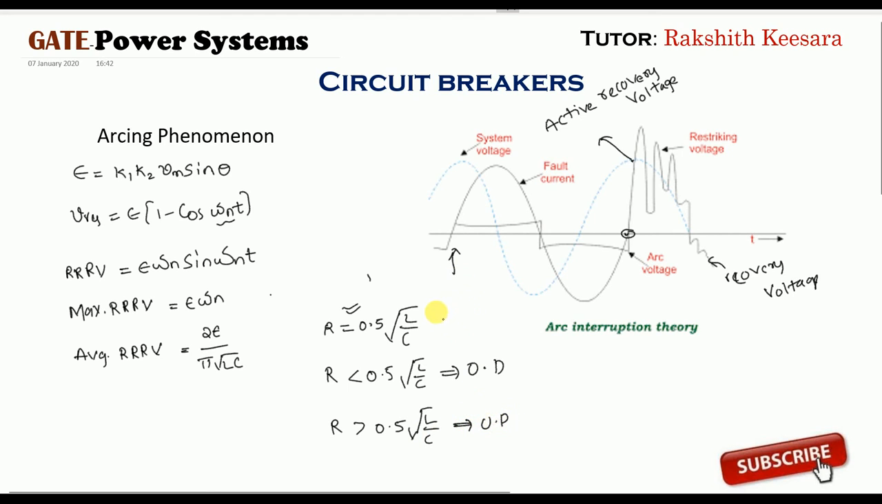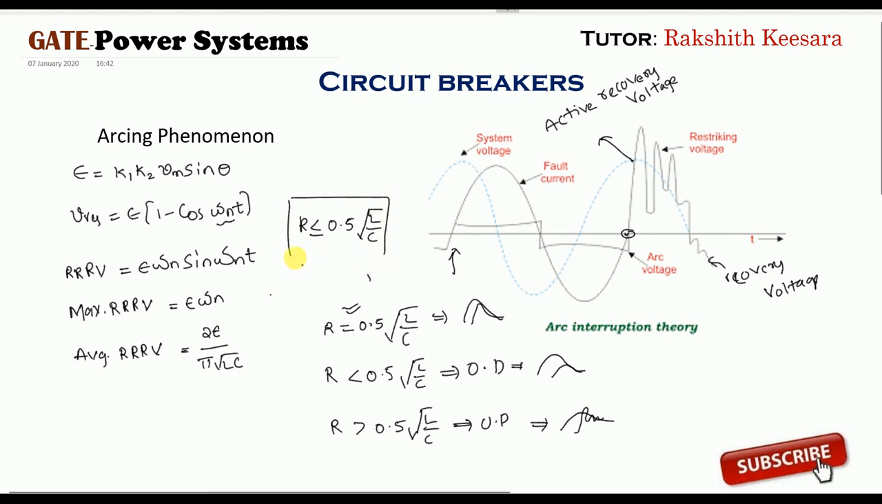In critically damped, if this is our system voltage, our restriking voltage will be like this. In overdamped condition, if this is our system voltage, our restriking voltage will be like this. But in underdamped condition, if this is our system voltage, our restriking voltage will be like this. So, to die out the transient oscillations, our R should be less than or equal to 0.5 root L by C. This is a very important point.